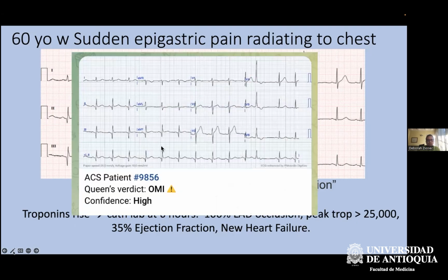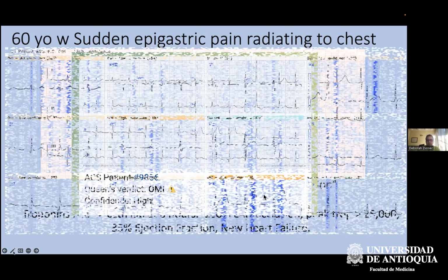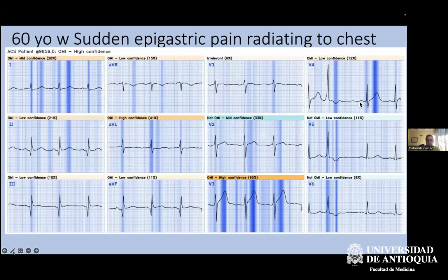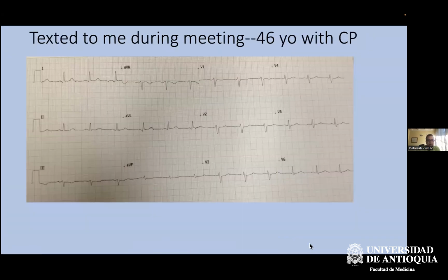And if we send that one to the Queen of Hearts, she gets OMI with high confidence. We don't miss it. And there you have explainability, looking at hyperacute T waves here and here. So now we do not have a diagnosis of NSTEMI, we have a diagnosis of OMI, and we go to the cath lab quickly, we get the artery open, and the patient does not end up with heart failure. So I'm going to show you some more cases.